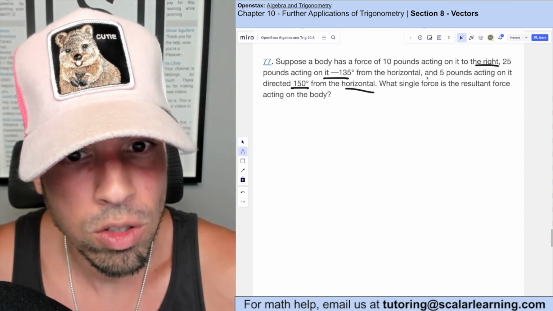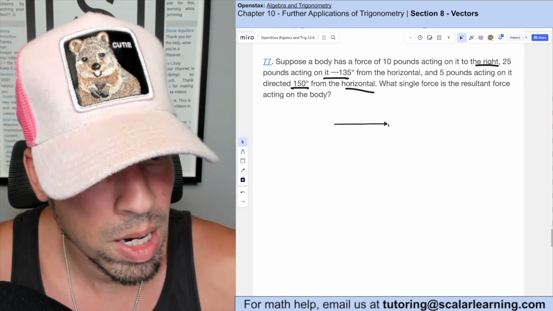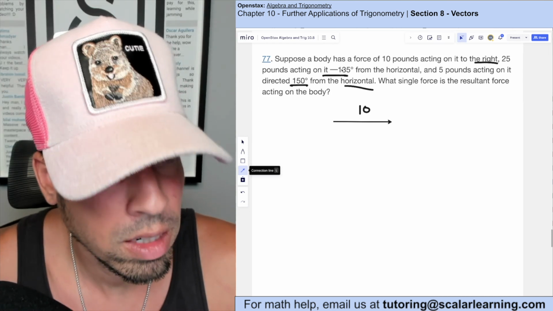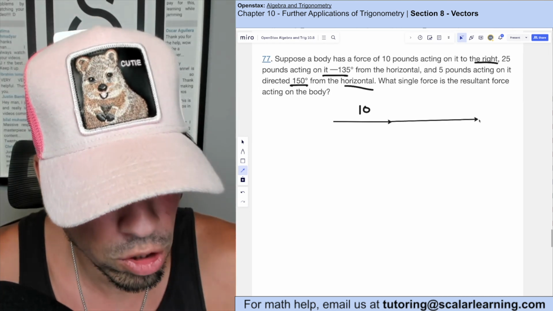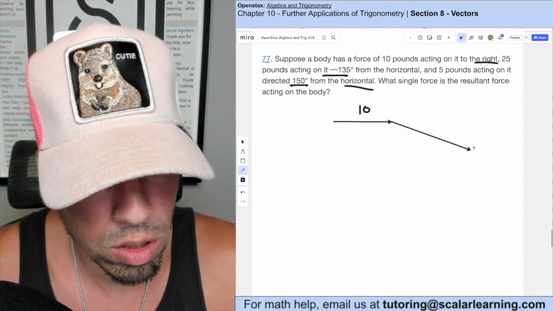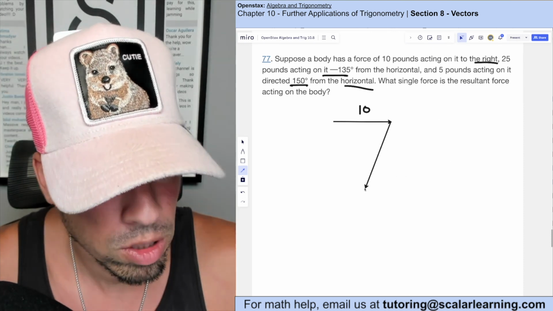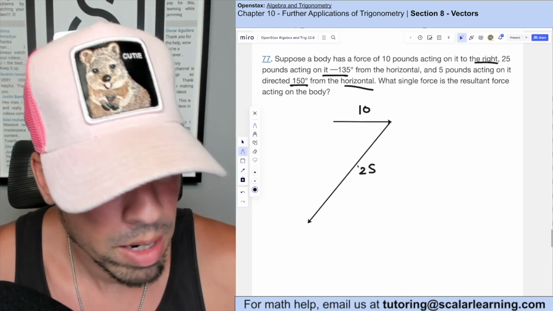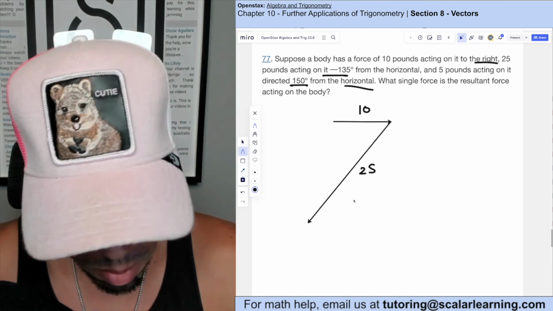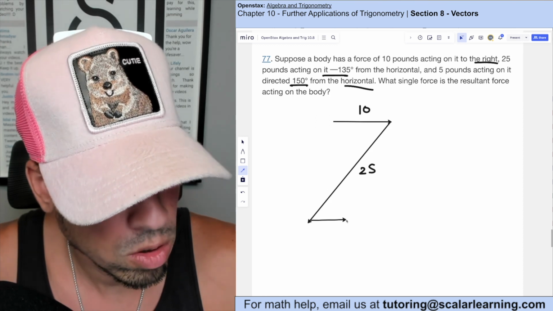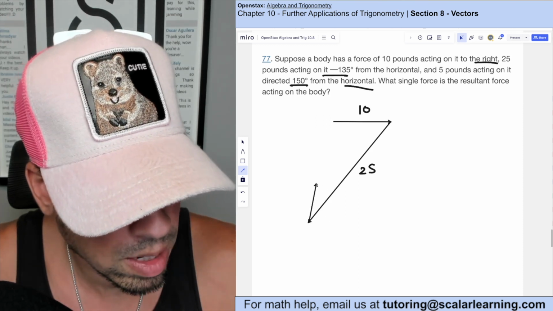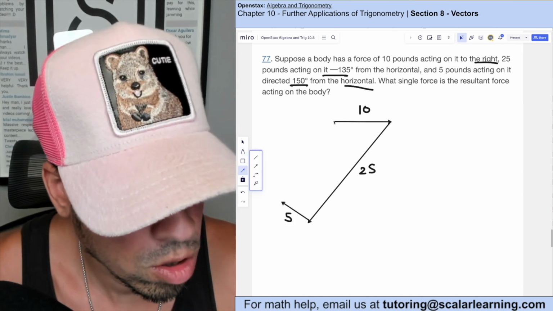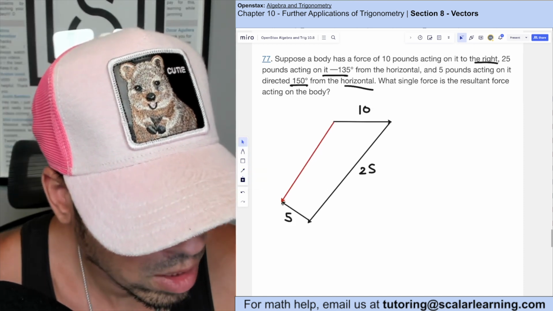So let's draw this out first. We've got 10 pounds of force going to the right. Then we've got 25 pounds acting on it, negative 135 from the horizontal. So here's the horizontal. Negative means we go this direction. So here's 90, here's another 45, like so, and that's 25. And then we have 5 pounds acting on it, 150 from the horizontal. So here's the horizontal, and then 150 would be 90, and then another 60, like so. Then we go to the starting point, out to the ending point, and that's the resultant vector.